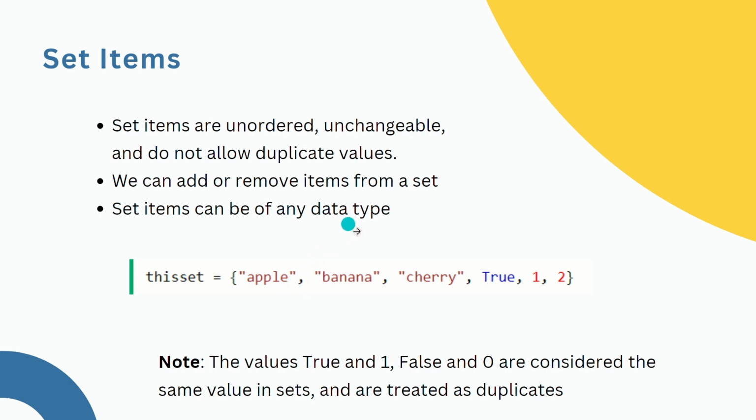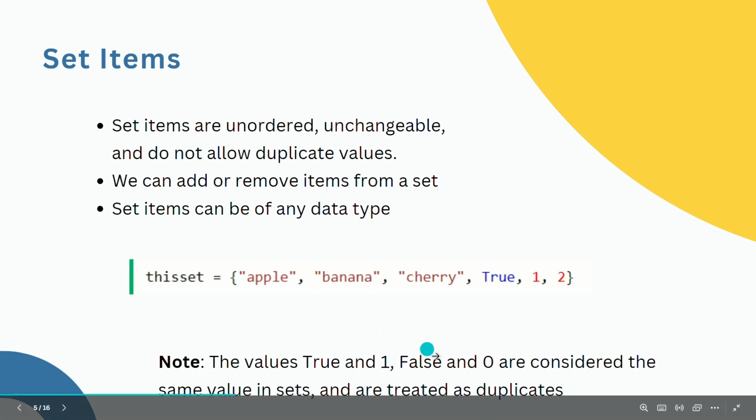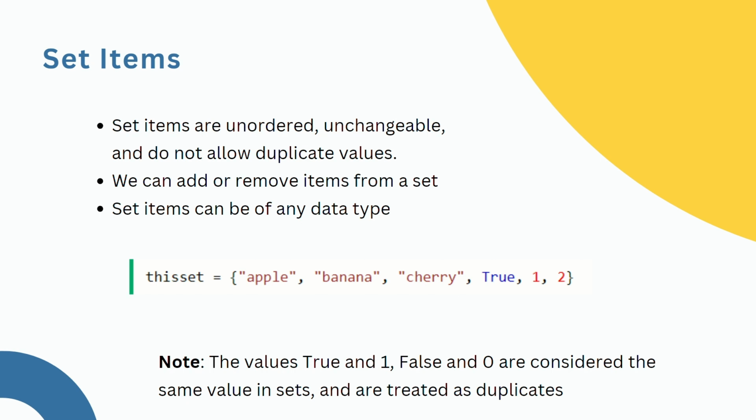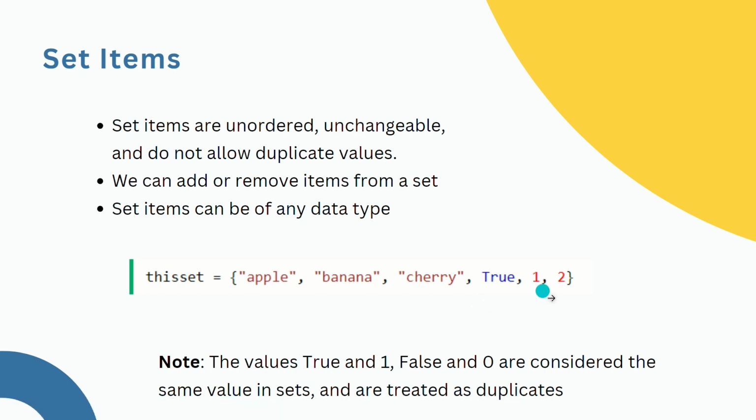However, like I said, you can add or remove items, and set items can be of any data type. So note that the values true and one, similarly false and zero, are considered as the same value in sets and are treated as duplicates. So like I said, sets cannot contain duplicate values. So if you are writing true as well as one, these are duplicates, these will be considered as the same and will be considered as duplicate.